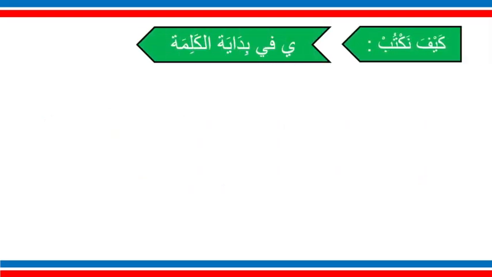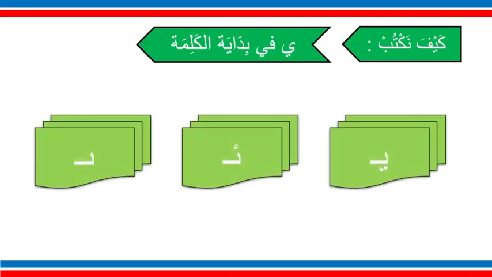Next, again, كيف نكتب? How do we write? يا في بداية الكلمة. Did you answer? Okay, the correct answer is this. We said يا, so we should put two dots. The middle one is A, it's not يا. Last one is A, and we said the middle one. And the last one will not come في بداية الكلمة. Will not come at the starting of the words.